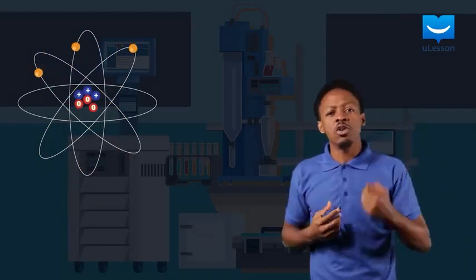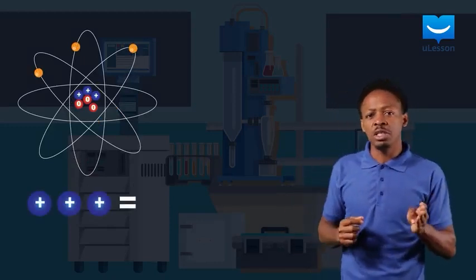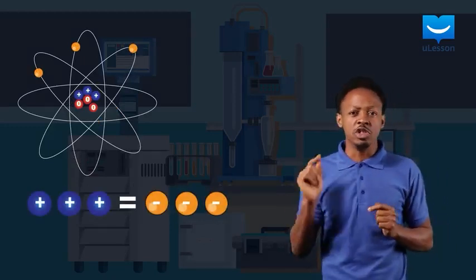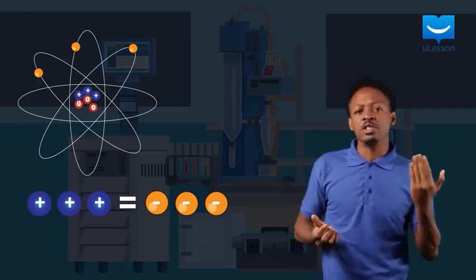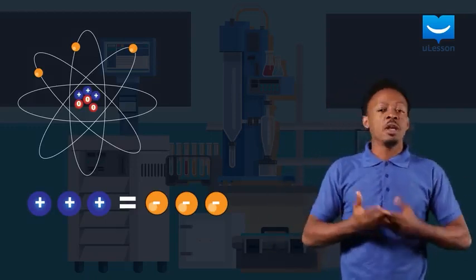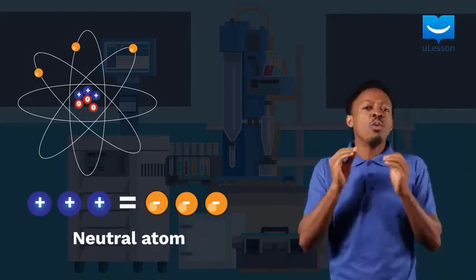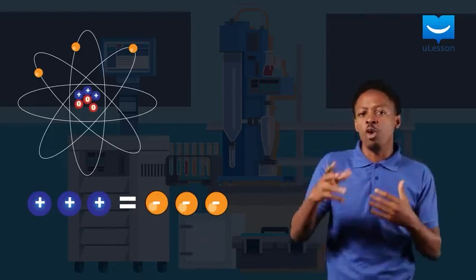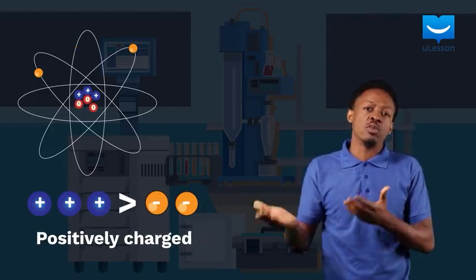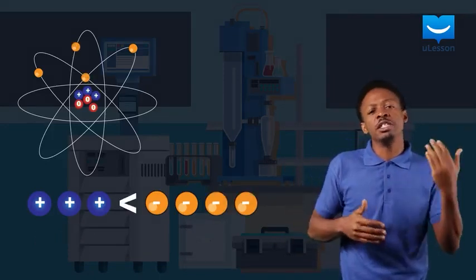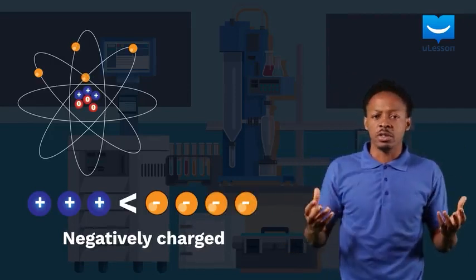Now, based on our knowledge of charges, when an atom has the same number of electrons in its orbit as the number of protons in its nucleus, the positive charges of the protons cancel out the negative charges of the electrons, and therefore an atom has a neutral charge. But when an atom loses one or more electrons, it then becomes positively charged. And when it accepts one or more electrons, it becomes negatively charged. Such charged atoms are called ions.